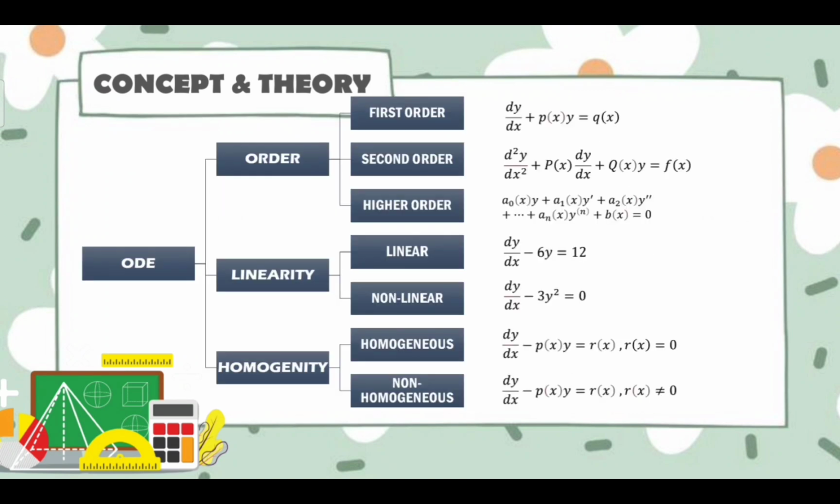y themselves. ODEs can be further classified in terms of order, linearity, and homogeneity. For example, first, second, and higher order, linear and non-linear, homogeneous and non-homogeneous, and these are the examples. These terms can be combined together to form different types of ODEs, which are solved using different methods.